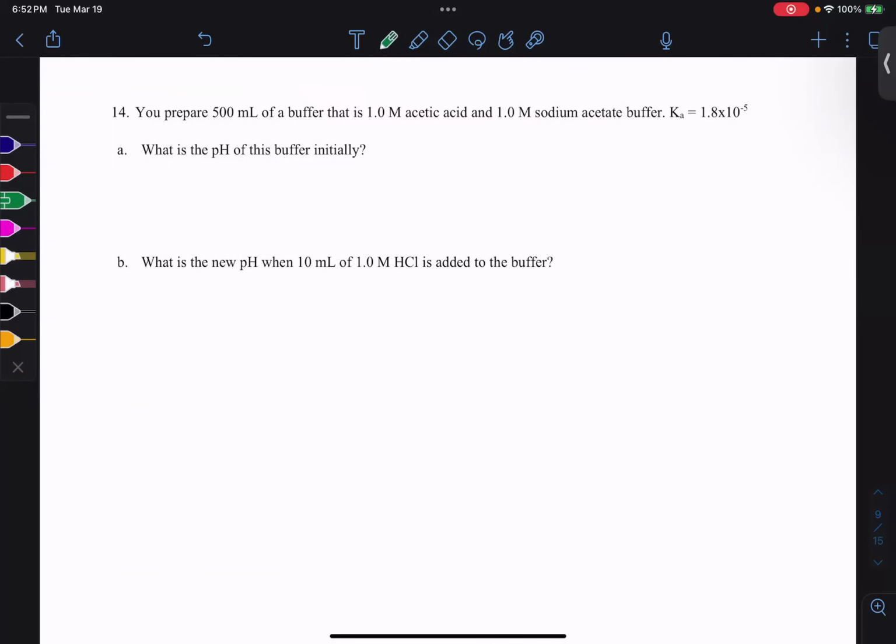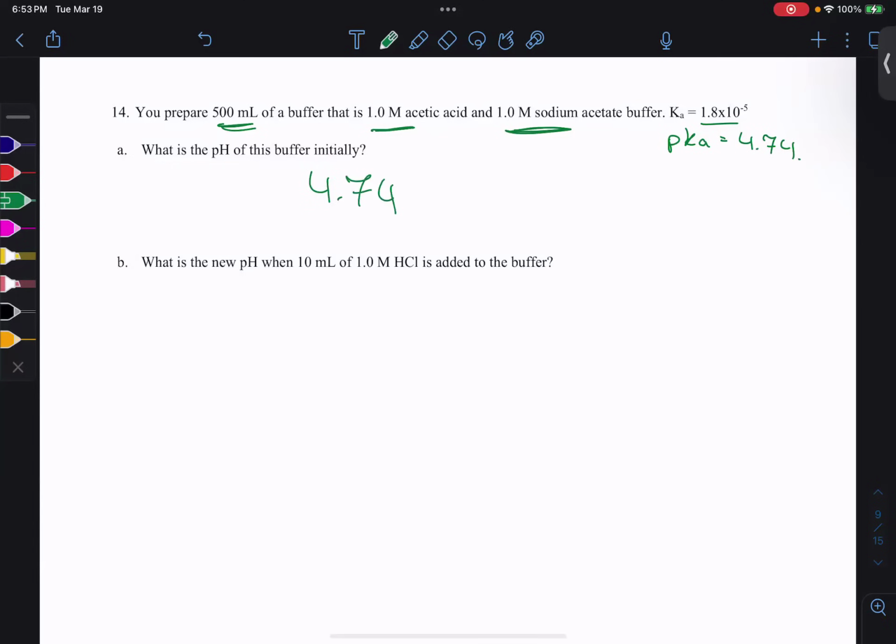Okay, let's say we have a buffer, 500 milliliters of buffer, that's 1 molarity acetic acid, 1 molarity sodium acetate. The Ka is that. So that means the pKa is 4.74. What is the pH of this buffer right now?